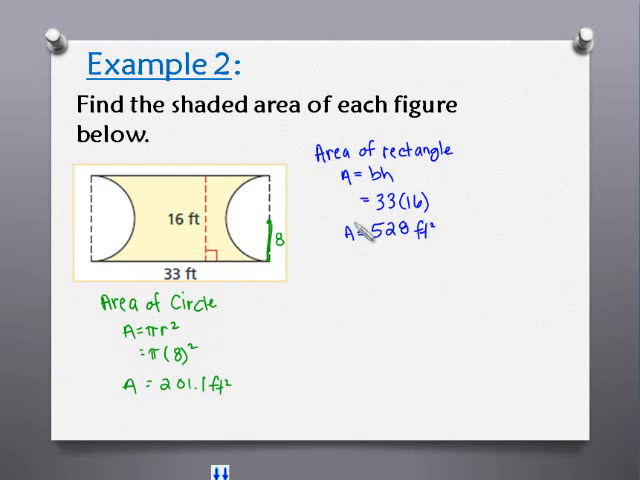I have the area of the rectangle and the area of the circle. I only want the shaded region, so from the rectangle, I'm going to subtract the area of the circle, and that will leave just the shaded region behind. So I'm going to do 528 minus 201.1, and we get 326.9. And this is the area of the shaded region, so not including this white area right here.